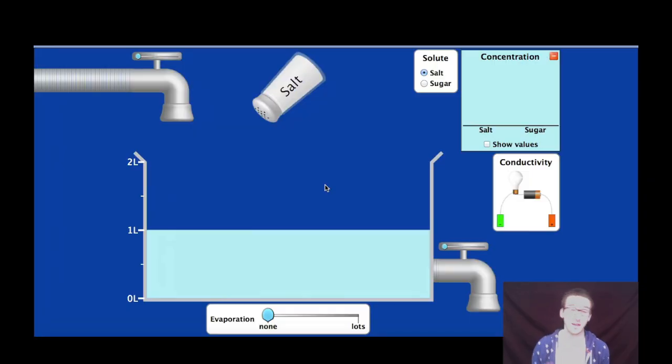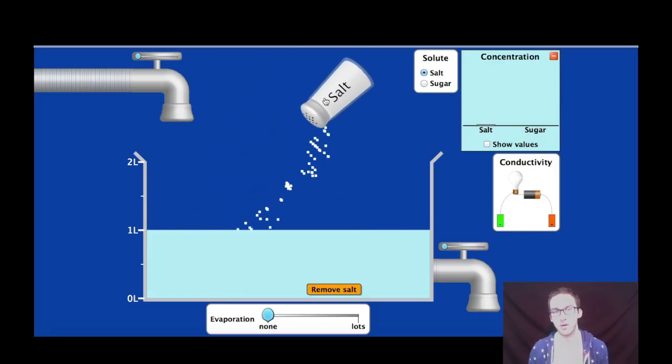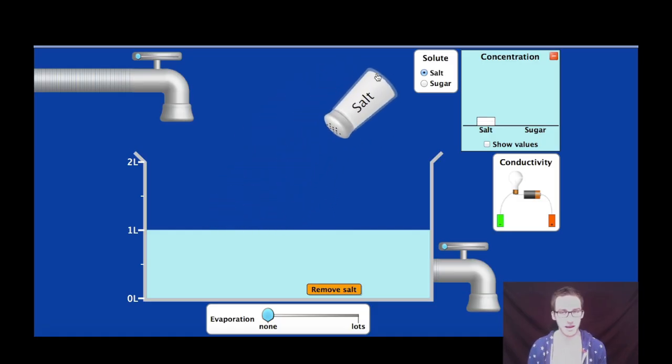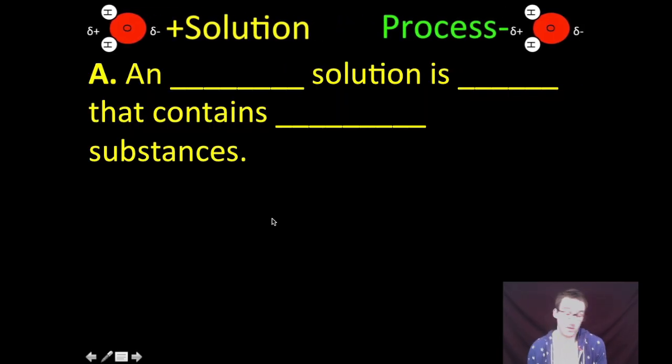So in this video, I'm going to keep coming back to this awesome simulation where you can make your own solutions. See what happens when you make solutions, put things in water. Basically, we're going to talk about what happens when we put things in water to make a solution. It may not seem like you do a whole lot, but a lot is going on in terms of the chemistry. Okay, so first things first.